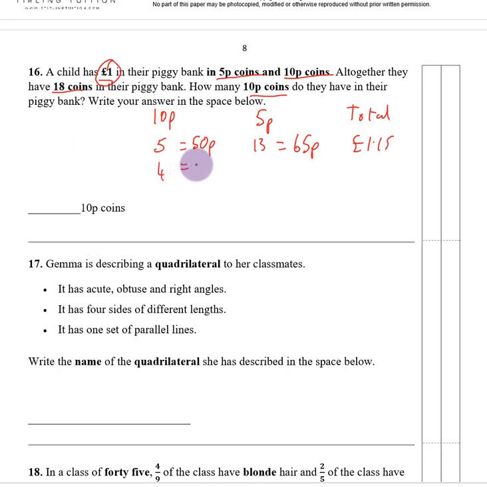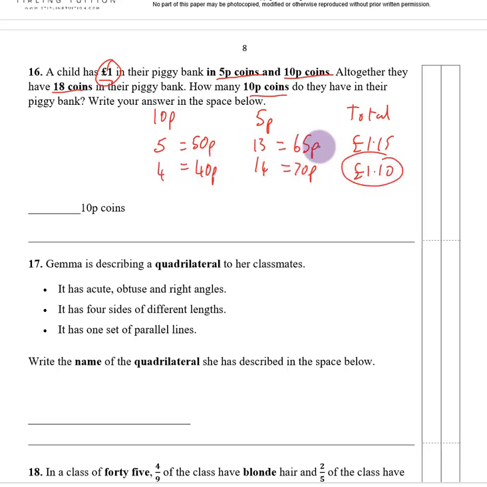So let's try 4. 4 10p coins would be 40p, which means we've got 14 5p coins, because the 14 add the 4 is the 18 coins. That would give me 70p here. That there, 40 adds 70p, actually adds up to £1.10. Now we're getting closer. And you can see we've gone down with the amount of 10p, so we're probably going to have to go down a bit more.